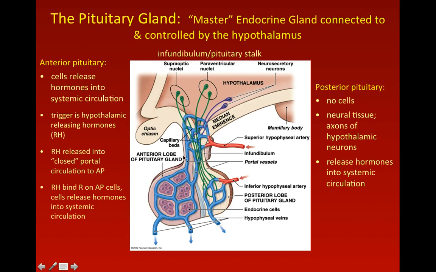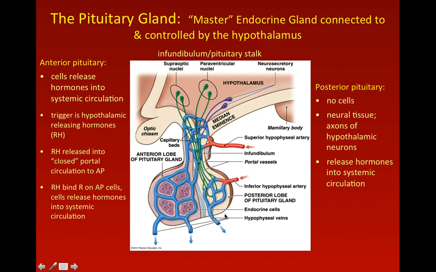And so when the releasing hormones arrive at the anterior pituitary, they diffuse out. And when they bump into a cell that has a receptor for them, they will bind the receptor on that cell, causing that cell to release additional hormones, some of which are tropic hormones themselves, into the systemic circulation. So this is the anterior part of the pituitary gland.